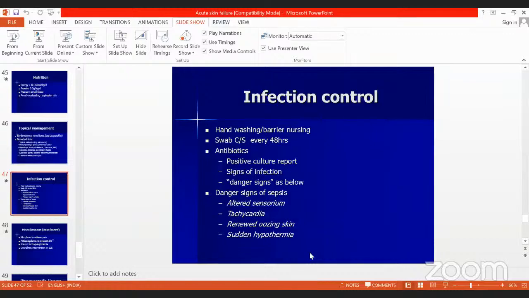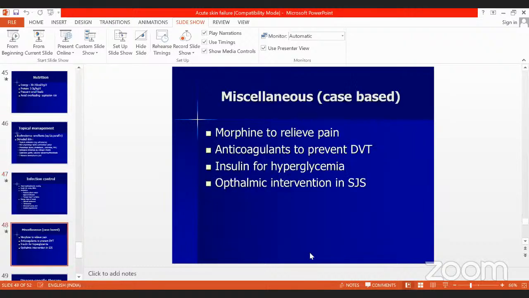And what are the danger signs of sepsis? If the patient is showing altered sensorium, tachycardia, renewed oozing of the skin, or hypothermia, if those four things are seen, then it should ring alarm bells that the patient is going into sepsis. So if you see that, think that sepsis is happening.